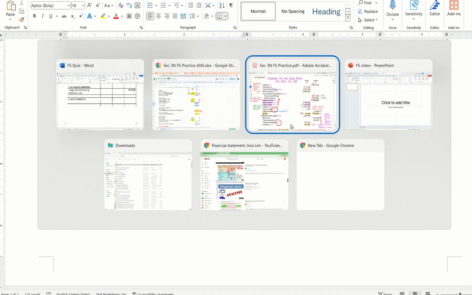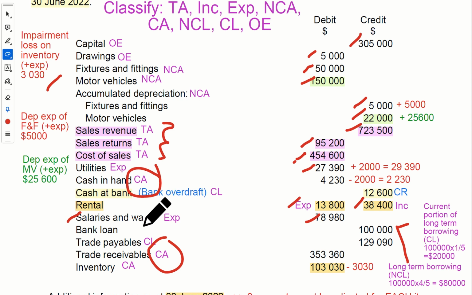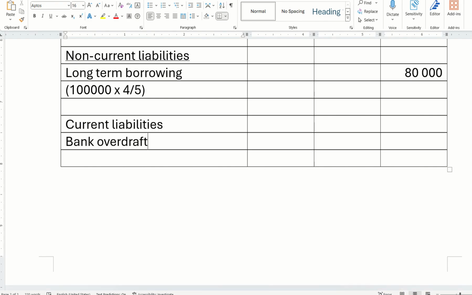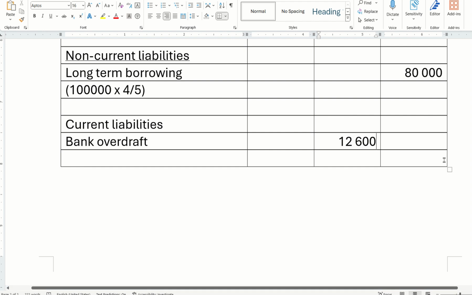So if I take a look at my work here, where are my current liabilities? Here you go. I remember that my cash at bank, there was a current liability, a bank overdraft of 12,600. So I'm going to put that in, except I need to call it bank overdraft. I cannot call it cash at bank. I must say bank overdraft, 12,600, because there are a few, I will put in the second column.